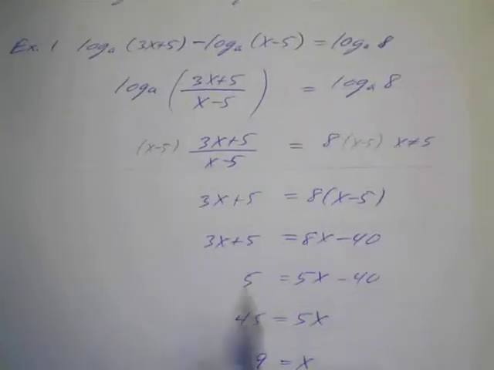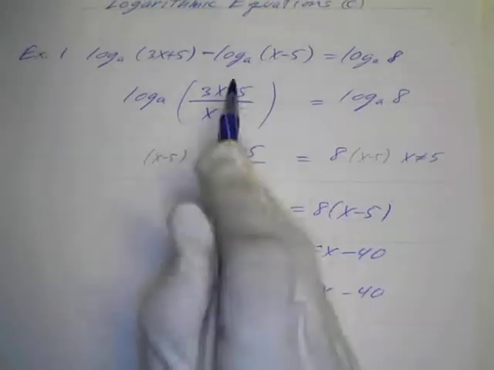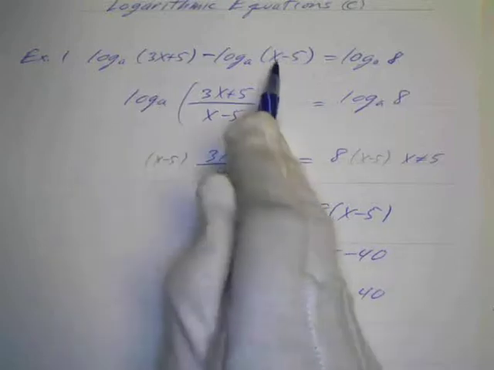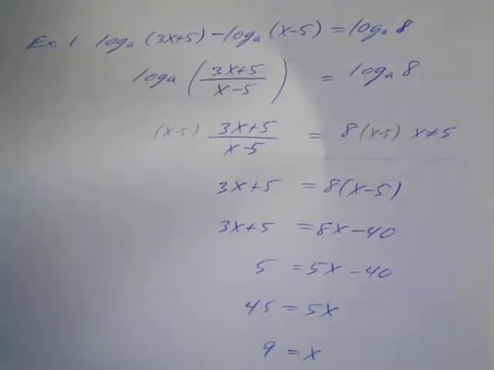In order to really check it, we'd have to put it in over here. But the real check you want to do is make sure that this is always positive. So if I put 9 in here, that's going to be positive, and that's going to be positive, so we're okay. All right? Okay, let's take a look at another example.